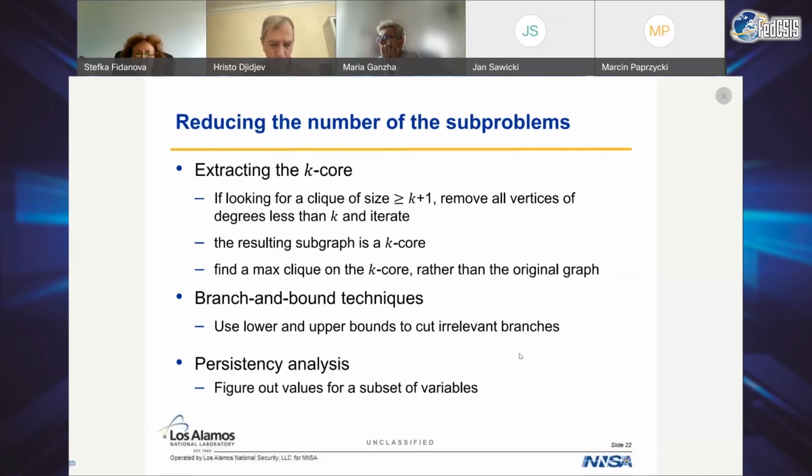And the third method is the so-called persistency analysis. This is another classical method that can figure out the values of a subset of variables. We cannot solve the entire problem, but we can figure out that some variables, say x3, will be 1 in an optimal solution, or will be 0 in an optimal solution, and then we can just ignore them. The next few slides are about this persistency analysis, but because we are short on time, I suggest we skip them. So let's skip the next few slides, please.